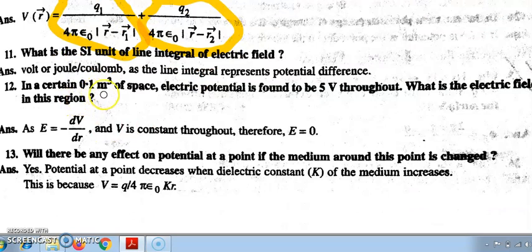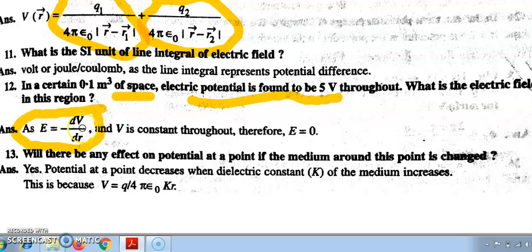Now in a certain 0.1 meter cube space, electric potential is found to be 5 volt throughout. What is the electric field in this region? The electric potential is 5 volt throughout, the same at all points. If the value is the same, then obviously the electric field will be constant. If electric potential is constant, then what is the relation between electric field and potential? From this expression we can say that E will be 0, because if you differentiate any constant quantity, that will give you 0.